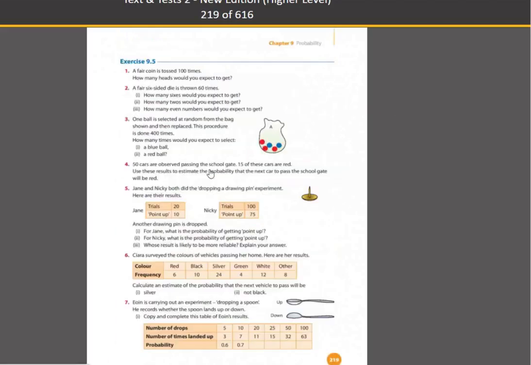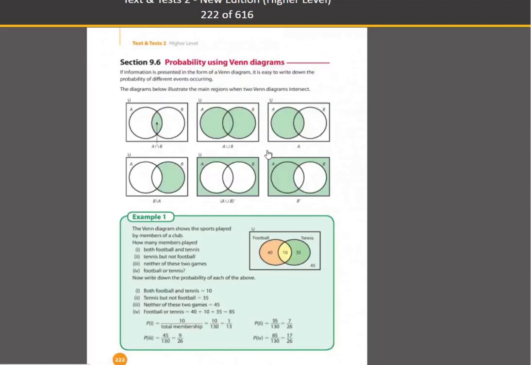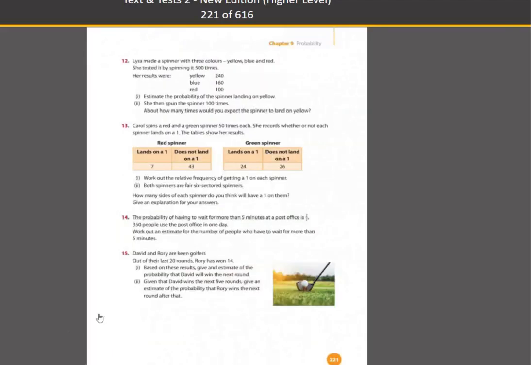So out of that section, we're now going to have a look at our exercise 9.5, and we're going to go ahead and do questions 1 to, how many of them here? Yeah, so we're going to have a look at questions 1 to 15. Okay, pause the video there and you can go off ahead and do those.